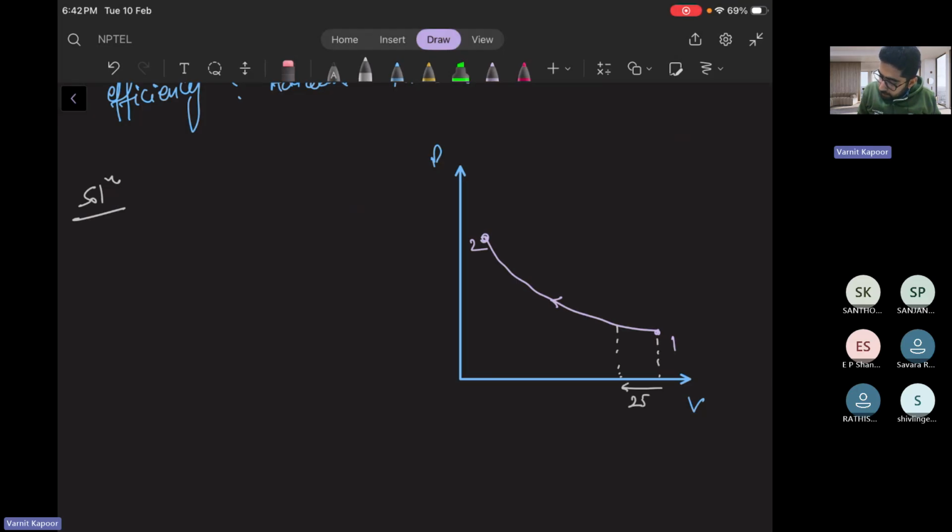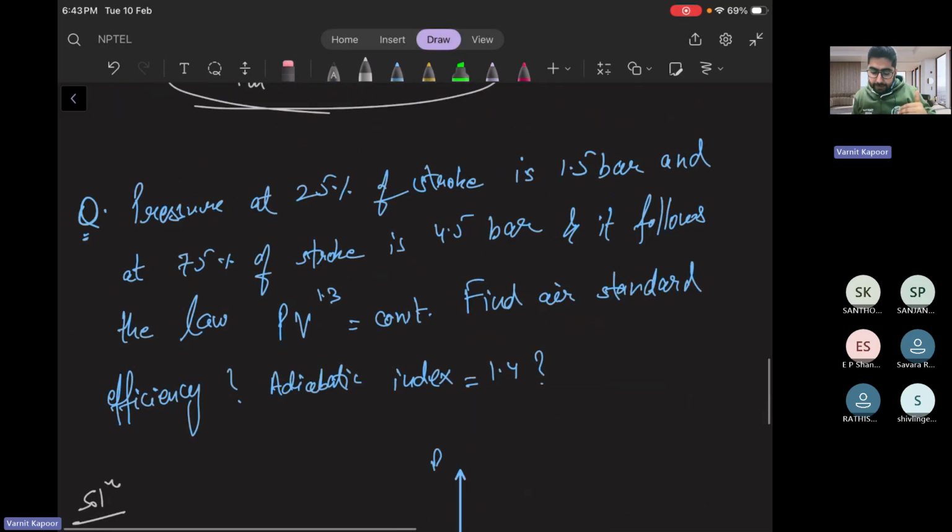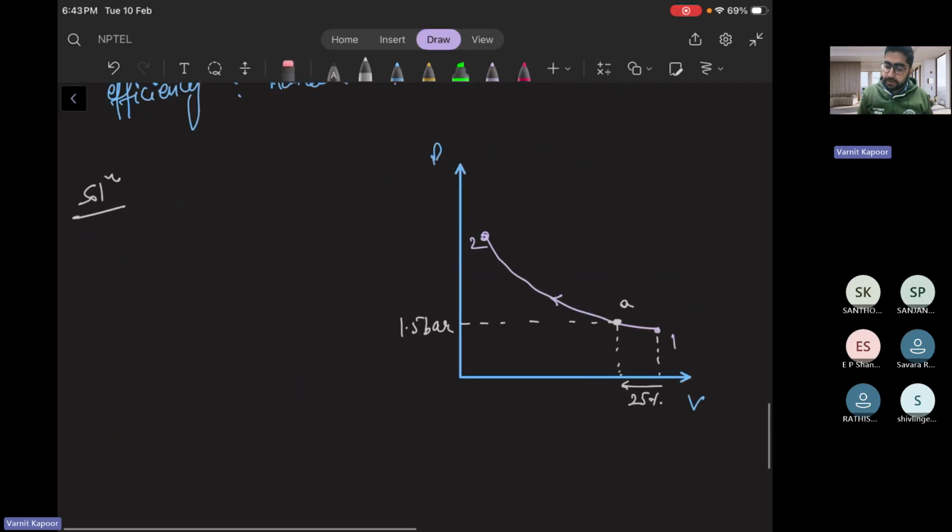Denote this position as A, and pressure at A is given to us as 1.5 bar. Then it is said that at 75% of the stroke, pressure is 4.5 bar. So 75% of the stroke means from 1, when the compression is starting, 75% of the stroke has happened. And this was the position 2.